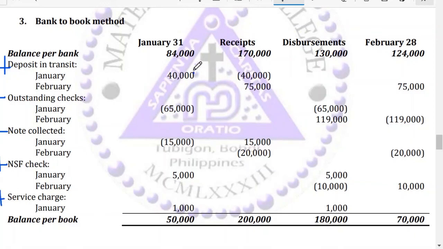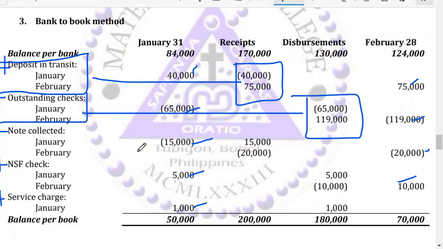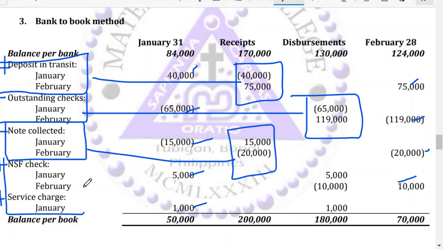And then, same. Add, deduct, deduct, deduct, deduct. Add, this one, add. There's none here. Next, follow the instruction from earlier. Deposit in transit, place it in receipts. Okay, outstanding check, place in disbursements. Okay, note collected, place in receipts. NSF and service charge, place in disbursements.